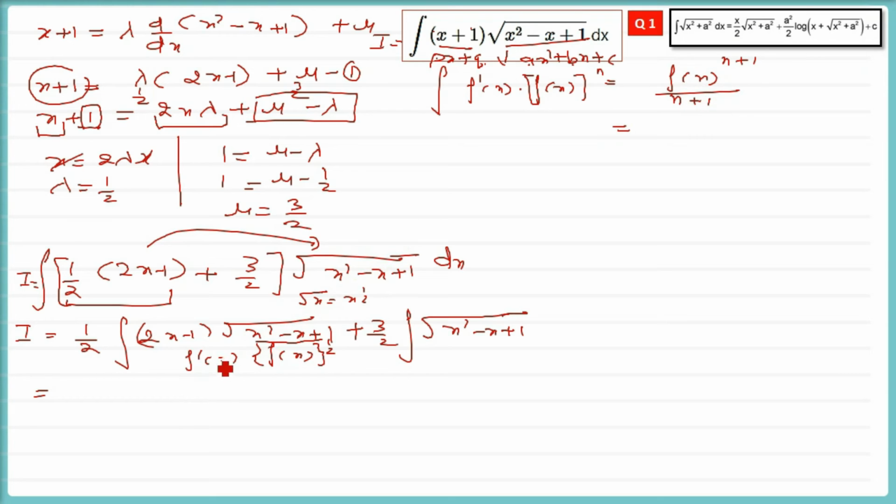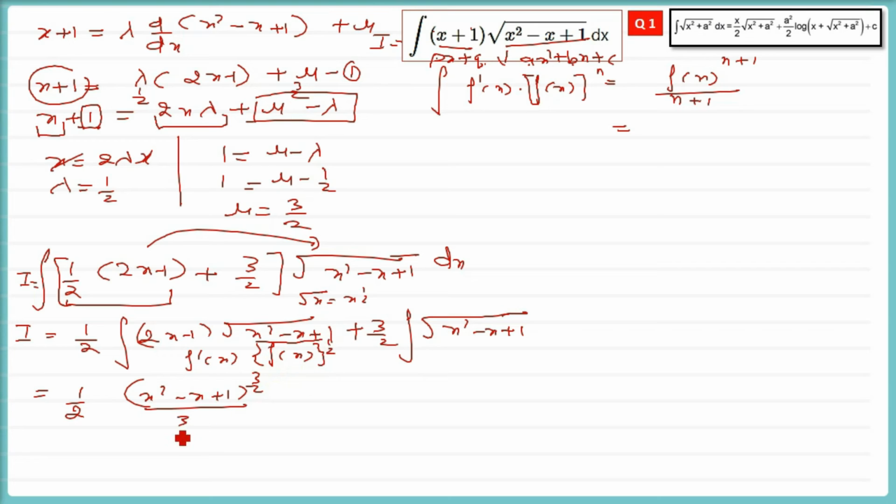So in this case, what is n? N is half because root is actually the power half. So what is f(x)? X square minus x plus 1. So I'm directly writing the formula now. Half is already outside. X square minus x plus 1 to the power 3 by 2 because half plus 1 is 3 by 2. Denominator you have n plus 1. What is n?